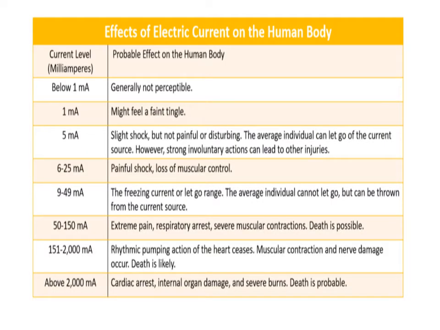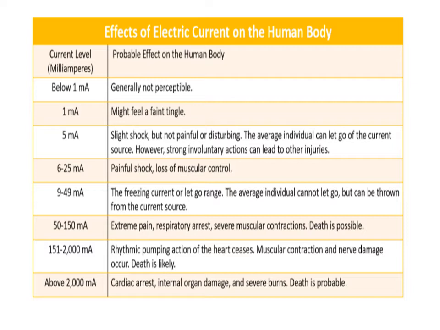Effects of electric current on the human body. The current level is given; what is the effect? Below 1 milliampere, which is 1 into 10 power minus 3, remember it in such a way, generally not perceptible. 1 milliampere might feel a faint tingle. 5 milliampere, slight shock but not painful or disturbing. The average individual can let go of the current source. Next, 6 to 25 milliamperes, painful shock, loss of muscular control.